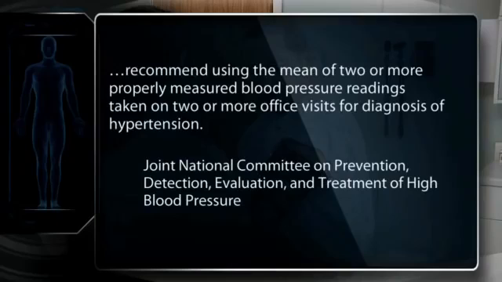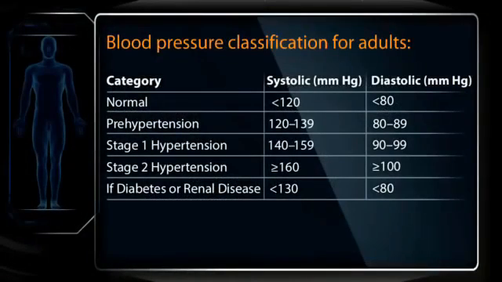In 2003, the Joint National Committee on Detection, Evaluation, and Treatment of High Blood Pressure recommended using the mean of 2 or more properly measured blood pressure readings taken on 2 or more office visits for diagnosis of hypertension. For adults, the committee has defined 4 levels of systolic and diastolic hypertension: normal, prehypertension, stage 1 hypertension, and stage 2 hypertension. Note that either component may be high.